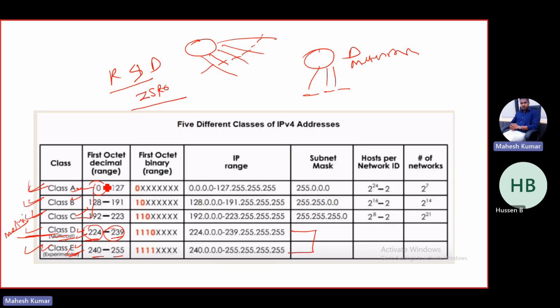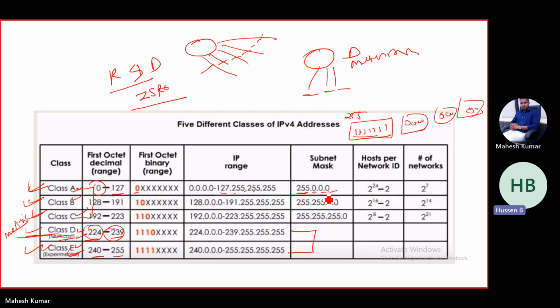Okay, class A starts from 0 to 127, with subnet mask 255.0.0.0. 0 to 127 means 8 bits, which means 255. 255 means one: we are completely using all 8 bits of the first octet, and the rest are zero, completely zero. That's the reason we are using all the bits, meaning 255. If you are not using them, then it is a zero.